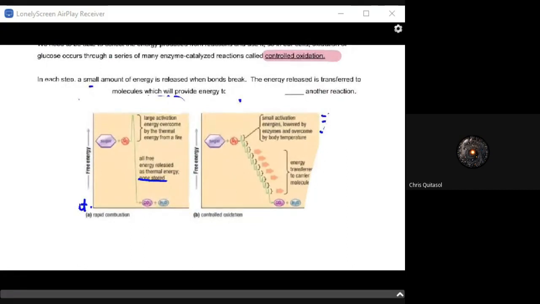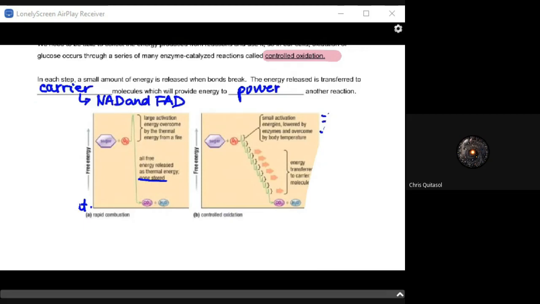When we look at the individual steps of ATP synthesis and the breakdown of sugar in a controlled oxidation reaction, it's quite important to realize that a small amount of energy is released when these bonds break. Realistically, it seems like a lot, but over a period of time, that individual bond breaking is quite small. But that energy released can be transferred to carrier molecules, which provide energy to power another reaction. So while it might be individually small, over a large quantity within the cell, it can be used to power other reactions.